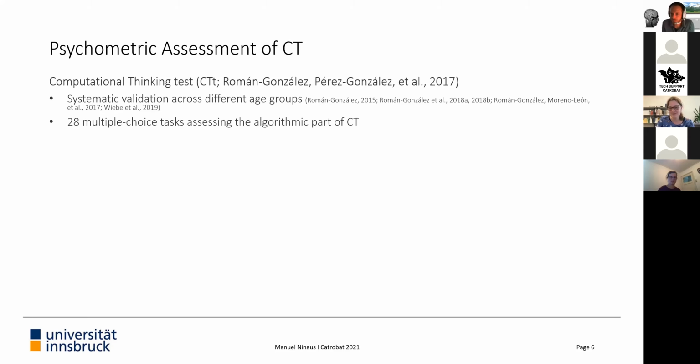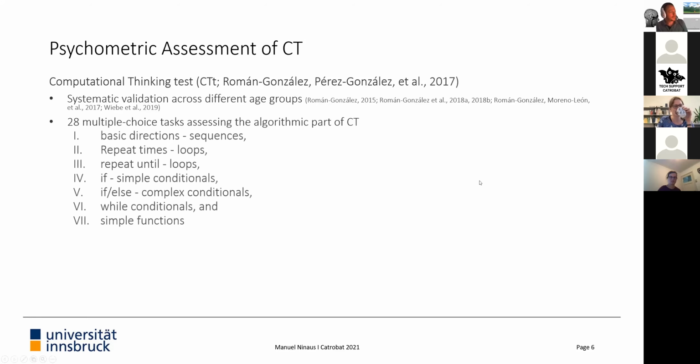And the CTt in general comprises 28 multiple choice tasks, assessing mainly the algorithmic part of CT, which Eva has already nicely demonstrated today. So it addresses different concepts I just listed here, I will not repeat it. And it was mainly developed for the age group of 10 to 16-year-old children, but has also been used for university students, etc.